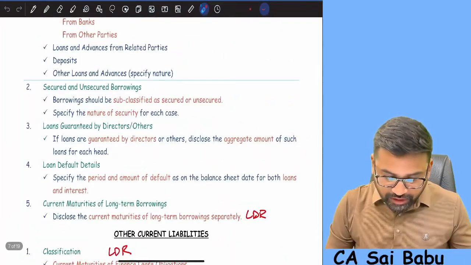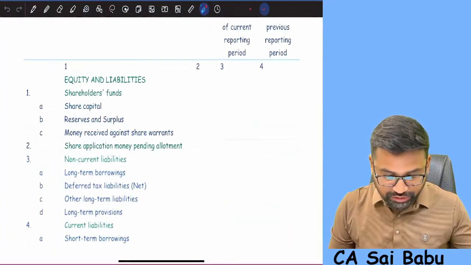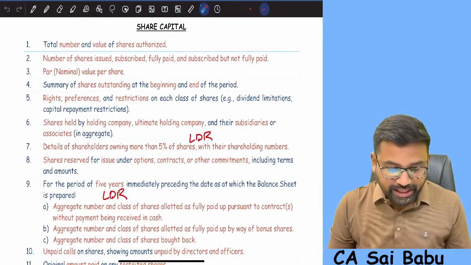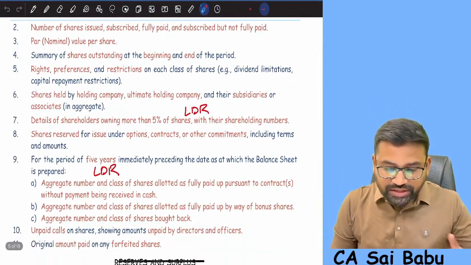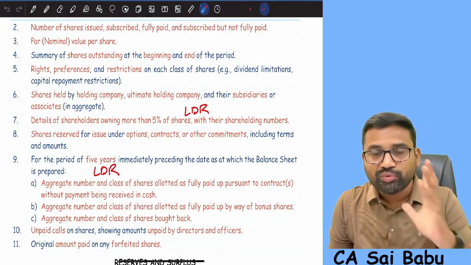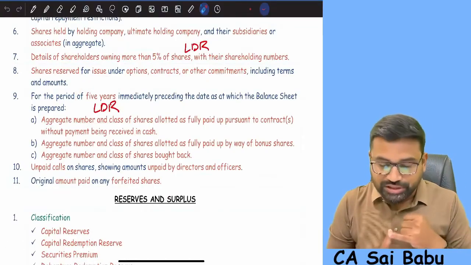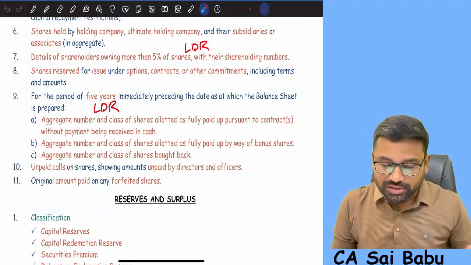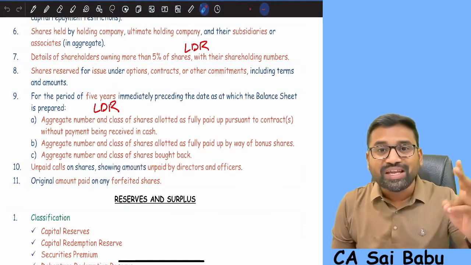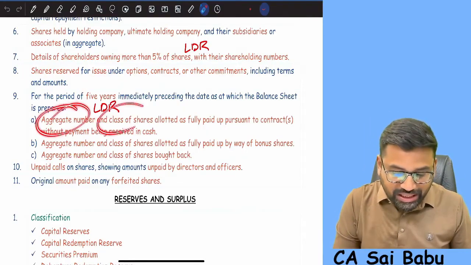And if I go to Schedule 3, what are the important points I can see? First, share capital. Whenever you are presenting share capital, remember, if any shareholder is holding more than 5% shares, we need to mention how many shares he is holding and his name. And most important, if any company has issued shares for consideration other than cash, or issued fully paid up bonus shares, or bought back any shares, if any one of these things happens, for a period of 5 years the company needs to disclose the aggregate number and class of shares.